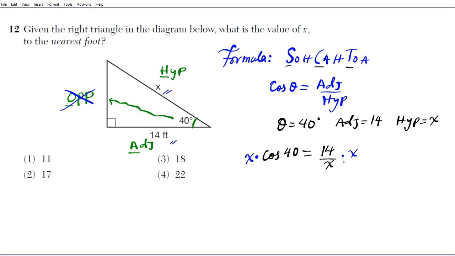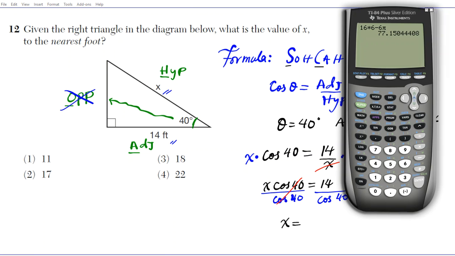The reason being that we don't want the variable we are solving for in the denominator position. So when we multiply both sides by x, you have x cosine 40. Now, x is no longer in the denominator position. We now divide both sides by cosine 40. Divide by cosine 40, divide by cosine 40. That cancels out. And then you have x equals, let's input this into our calculators.